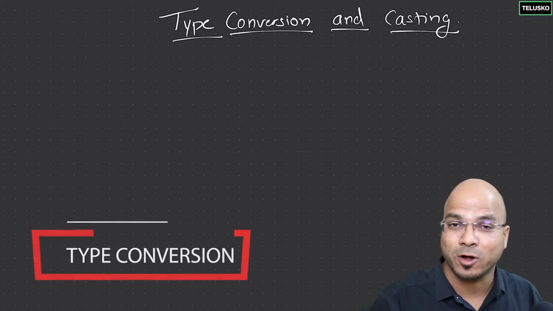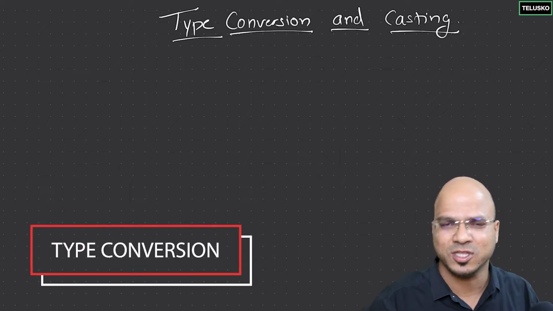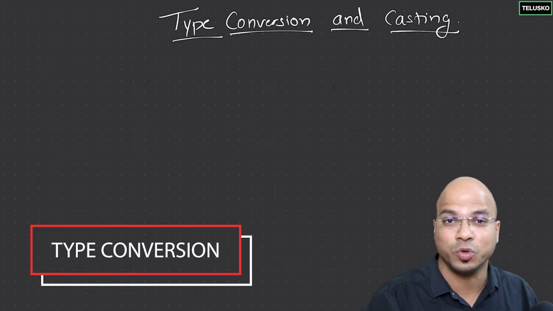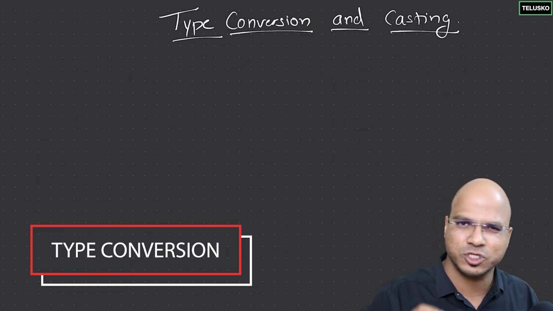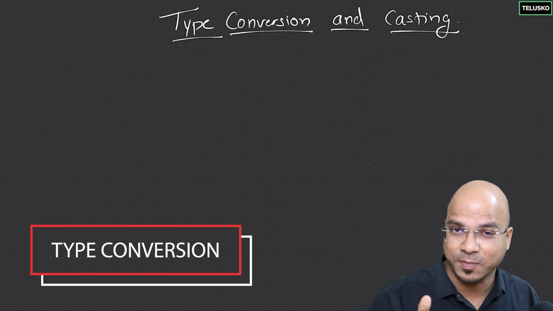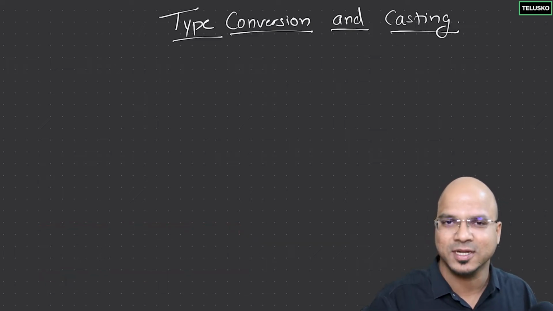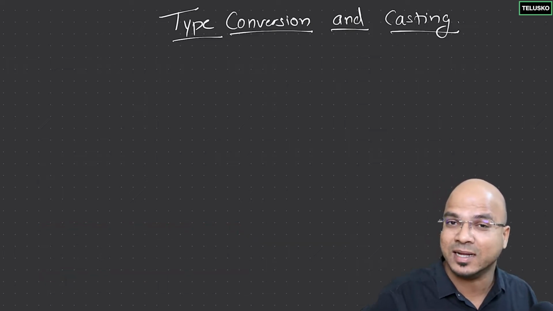In this video, we'll talk about type conversion and typecasting. In the previous video, we talked about variables and how to create a variable. One thing is for sure, in fact two things: every variable needs a name, which we have talked about, and every variable needs a type as well.